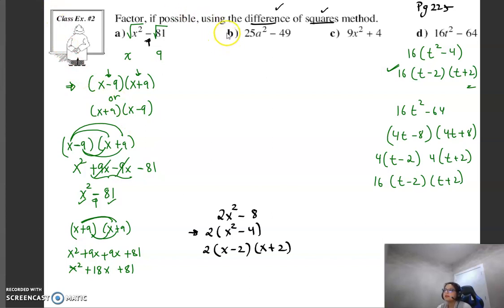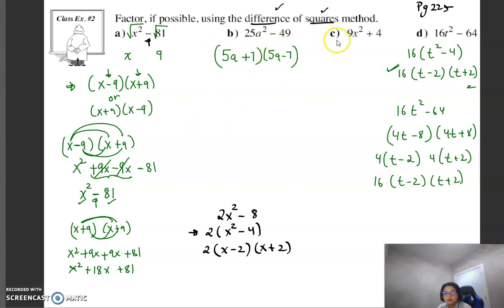Now, in the second example, part B here, we're going to try doing that again. There is no GCF, so we're going to go ahead and see if we can do the difference of squares on it. Yes, we can. The square root of 25a squared is 5a, and this is a 7. So 5a plus 7 and then 5a minus 7. Okay.